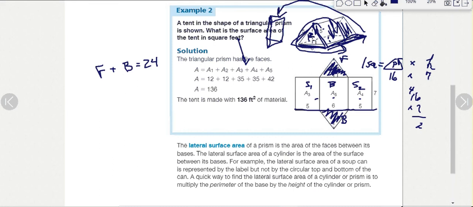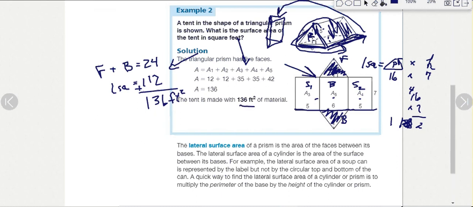2 times 12, plus 24. We had 16 times 7. Oh, this is 16, I'm sorry. 16 times 7 is 112. That's the lateral surface area. Notice how I'm keeping everything organized. I do my work over here, and I summarize and do the final work over here. That's a good way to do it. LSA is 112. Now add it all up: 136. Don't forget, surface area is in feet squared. Hey, we got the right answer.